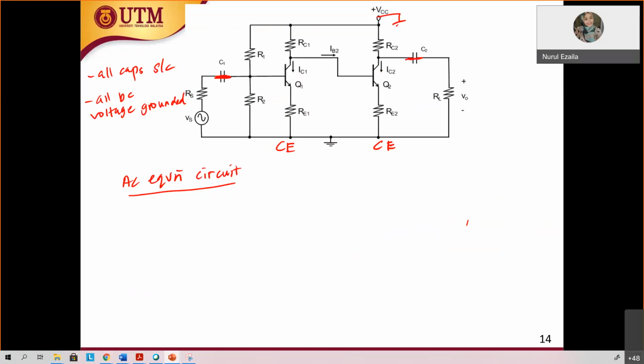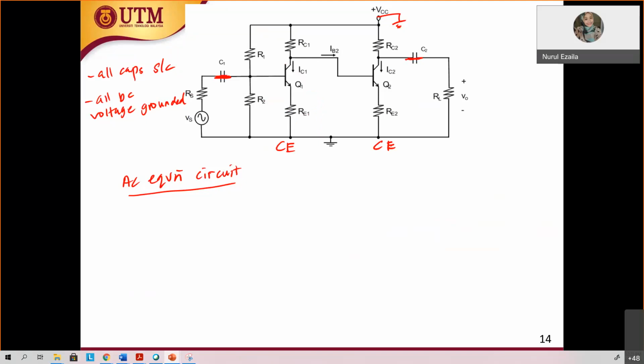VCC grounded. So is this common emitter bypass or unbypass? Bypass? Are you sure? There is no capacitor over here. If this capacitor were short circuit, then you could bypass RE. But now there is no capacitor, therefore you cannot bypass RE. It is unbypass.